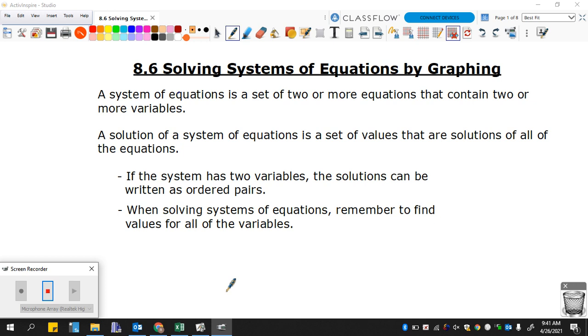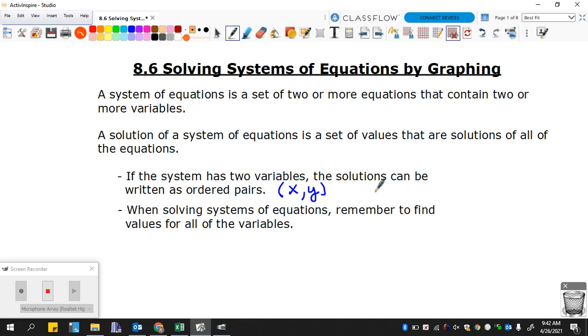If the system has two variables, the solutions can be written as ordered pairs. Remember, an ordered pair is your x and then your y, and that's just a specific point on a graph. And when solving systems of equations, remember to find the values for all of the variables. Don't just find the x value or just the y value. You've got to find both of them. If it's three variables, then you'd have an x and a y and a z. But that's down the road, once you get into Algebra 2 or whatever.